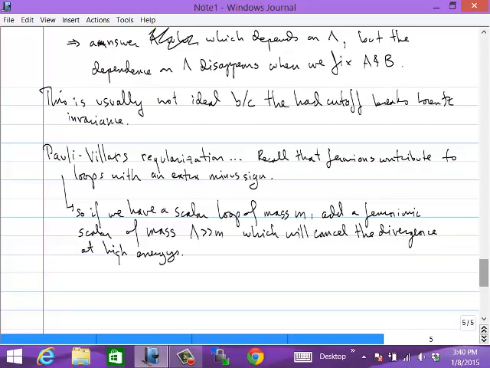Now, this additional fermionic scalar that we're adding is not a physical particle. Because as we saw last time, physical scalars have to be bosons, and fermions have to have odd spin rather than even spin. And so this scalar is really not a physical particle. It's just a mathematical trick that we use in order to keep track of the divergences in the theory.